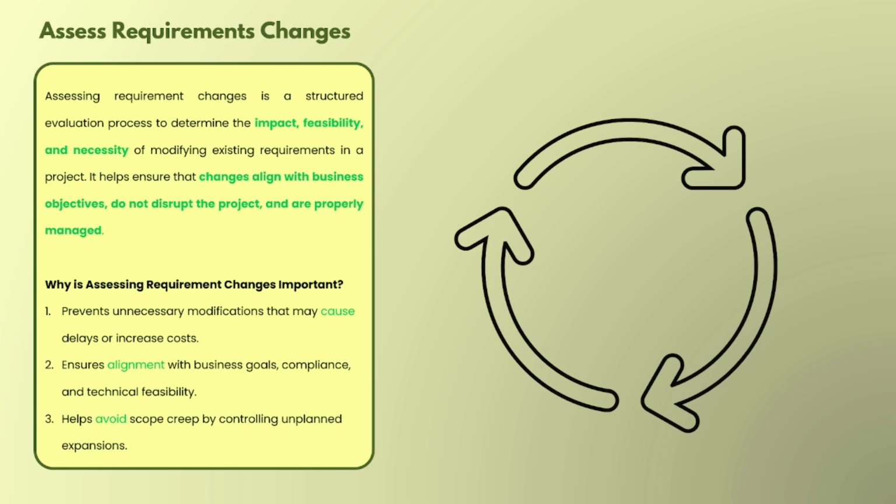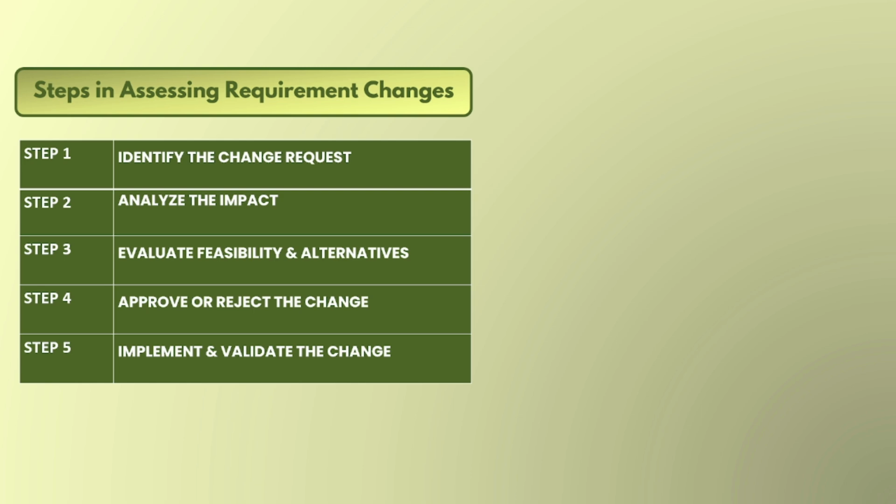And the last point is it helps avoid scope creep by controlling unplanned expansion, which means the project keeps growing with new ideas and requests that were never planned. This way we stay in control and don't let things spiral out. We will see in a few moments what exactly scope creep is. So stay tuned, and let's now see what the steps in assessing requirement changes are.